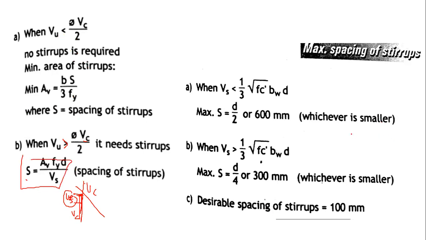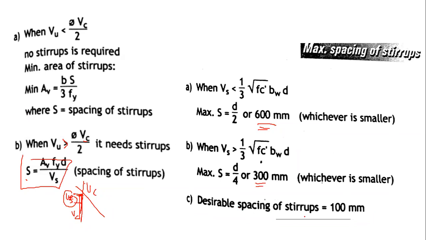Now, if your VS is less than 1/3 square root of fc' bw d, okay, pagka maliit siya doon, ang spacing mo is ito. Mas malaki yung spacing kasi mas maliit pa siya sa 1/3. VC lang ang requirement eh. Pagka mas malaki, ito naman yung d over 4. Maliit yung spacing, mas much stronger is the reinforcement to be provided against shear.